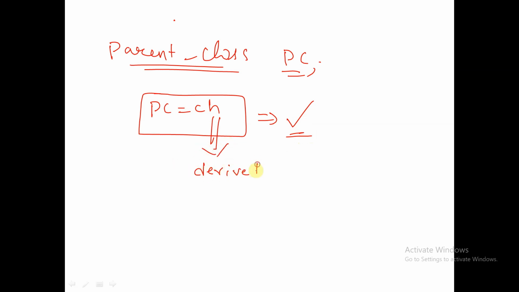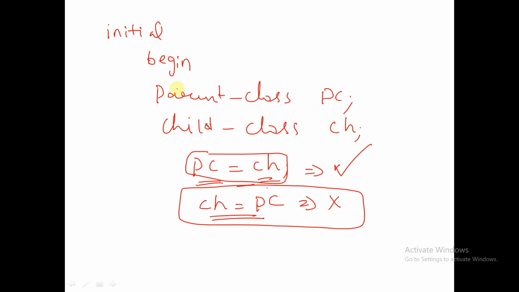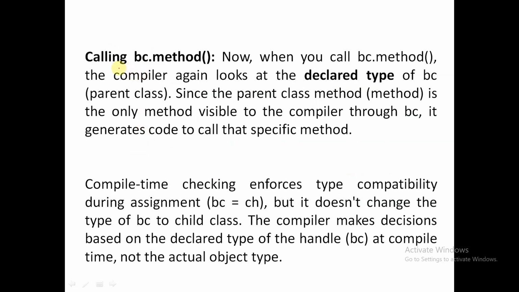So this assignment is valid because the child class handle ch is derived from the parent class. This assignment is valid during the compile time checking since it is derived from parent class. But what is happening when calling the pc dot method?